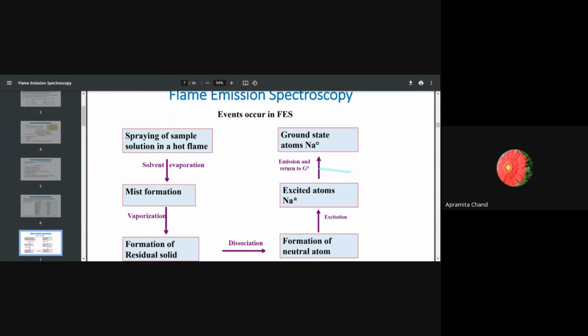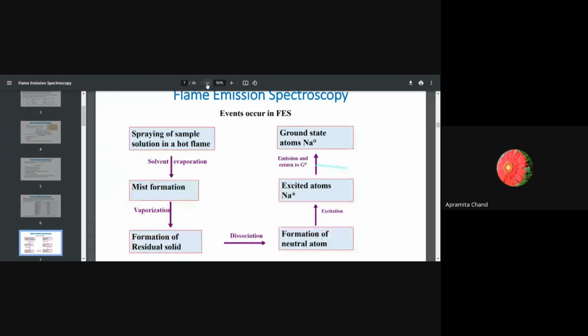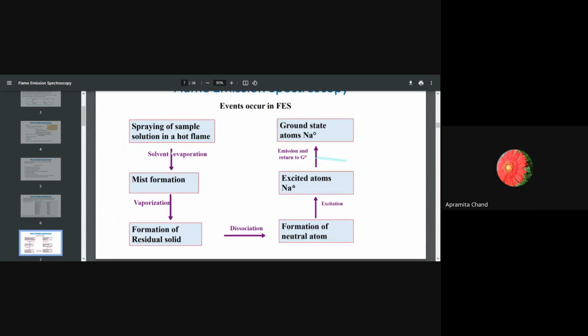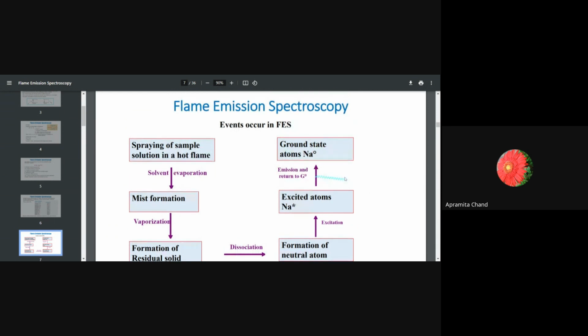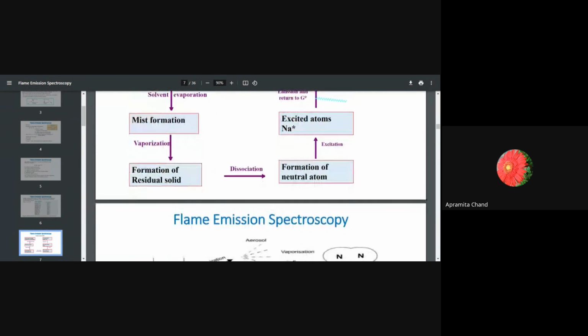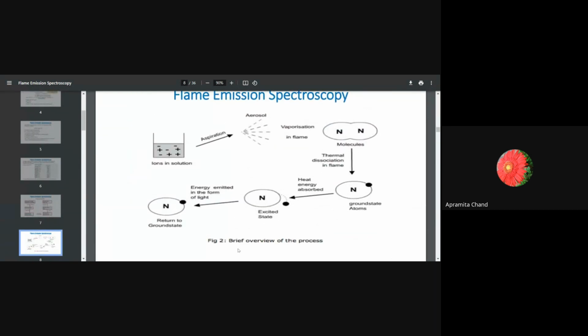Now here, this is again a flow chart of how the events occur. It is very similar to AAS. But here the difference is, after the formation of the solid and the dissociation occurring, the atoms go to the excited state, and then they're emitting the radiation and returning to the ground state. This is an additional step which was not there in AAS. So this is another overview of the process. Just have a look at it.